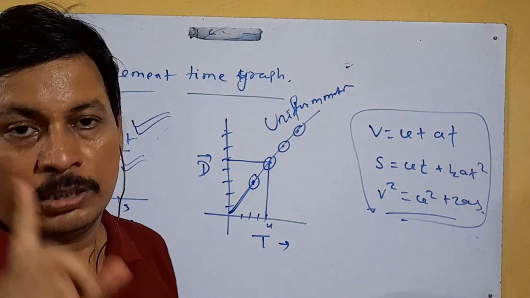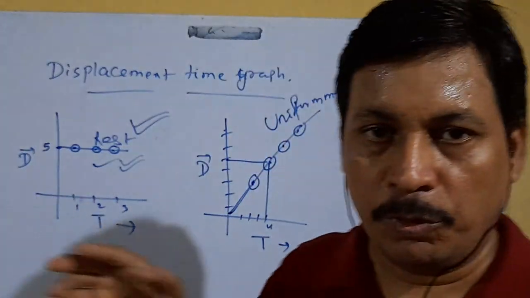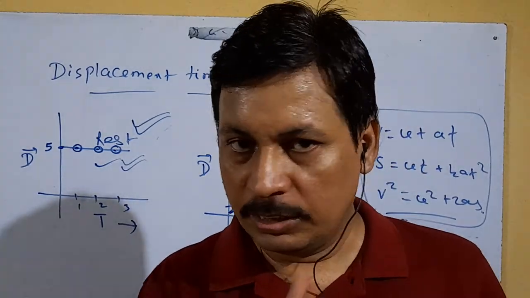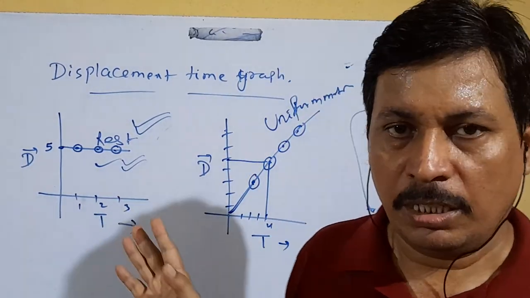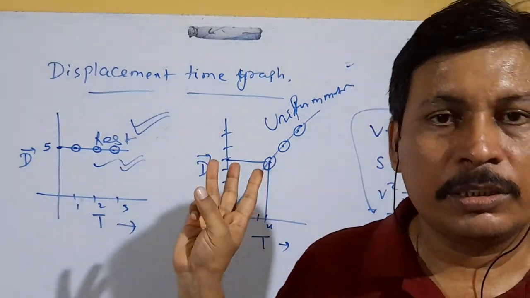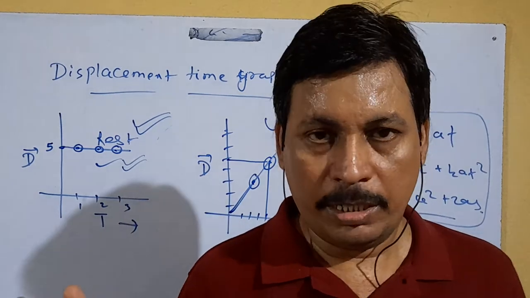Here you got the displacement time graph and the different natures of the graph. One is parallel to the axis, one is neither parallel to any axis, and one is in a zigzag way. So those are the three types of displacement time graphs. Okay, finished.